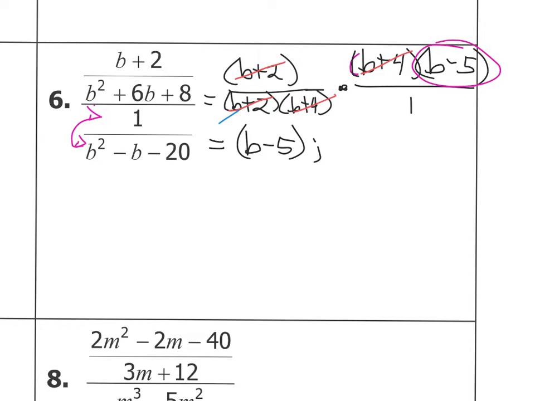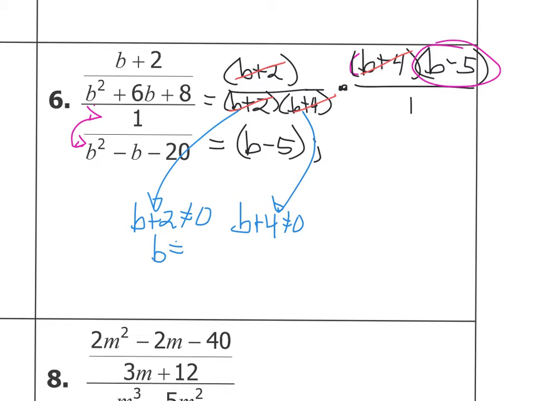So for our restrictions, I'm going to take our fully factored denominators. So I'm looking only at the denominators here. And I'm going to set the b plus 2, even though it was canceled, not equal to 0. And the b plus 4, not equal to 0, and solve. So here I would subtract 2. So there's one restriction. And here I would subtract 4.